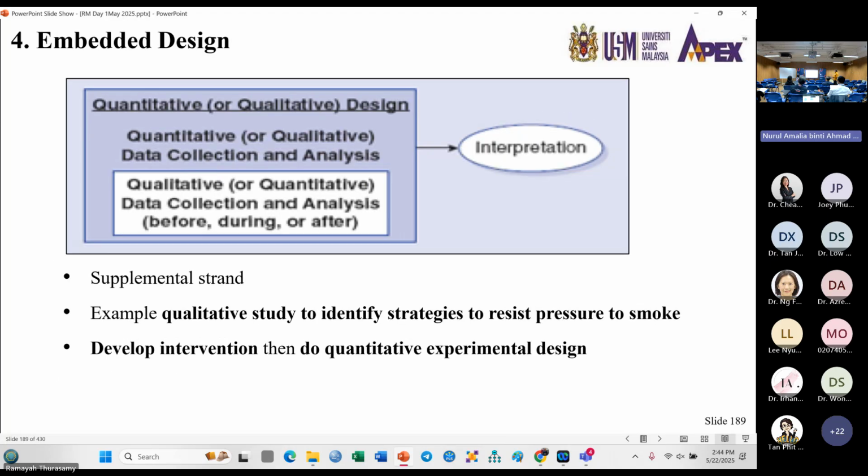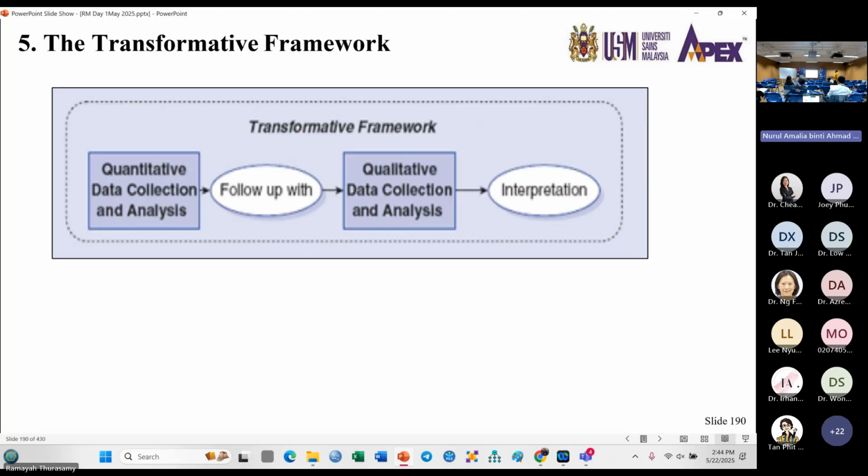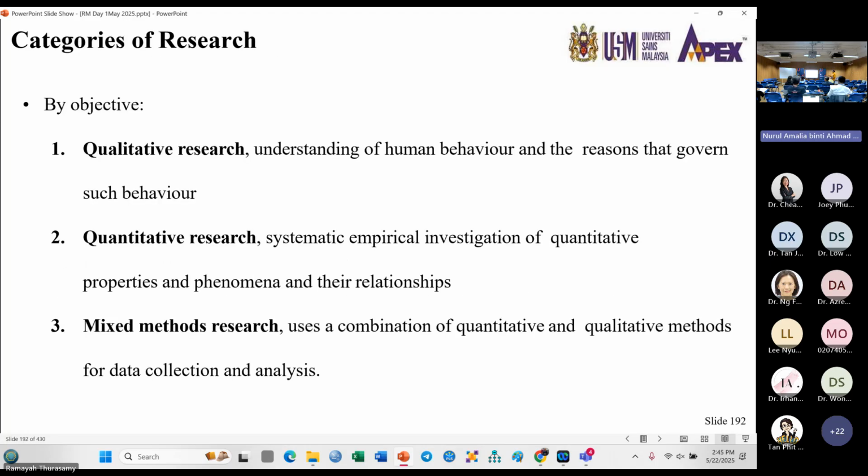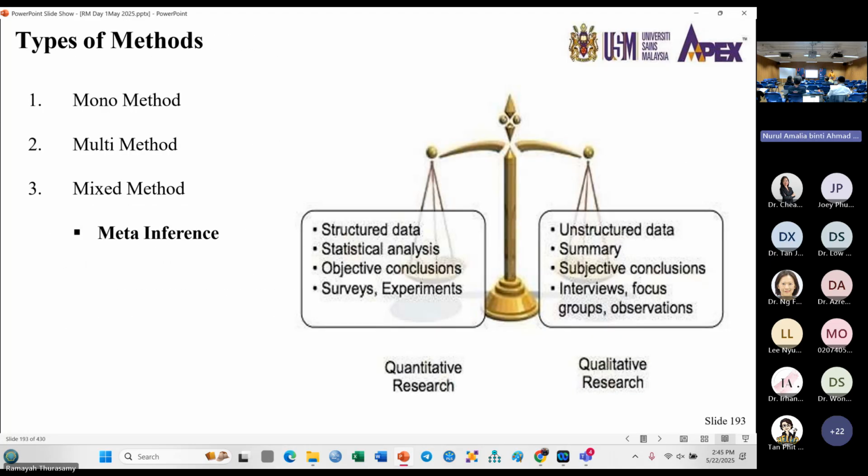Number 4 is embedded design. Number 5, number 6, very similar. Qualitative, quantitative, and then mixed method. I don't know if you will ever do it, right? So it's considered action research. I don't know, but multi-phase, I have not seen anybody doing this. This is a bit more values. Okay, quality. Then we have this mono method, multi method, and mixed method.